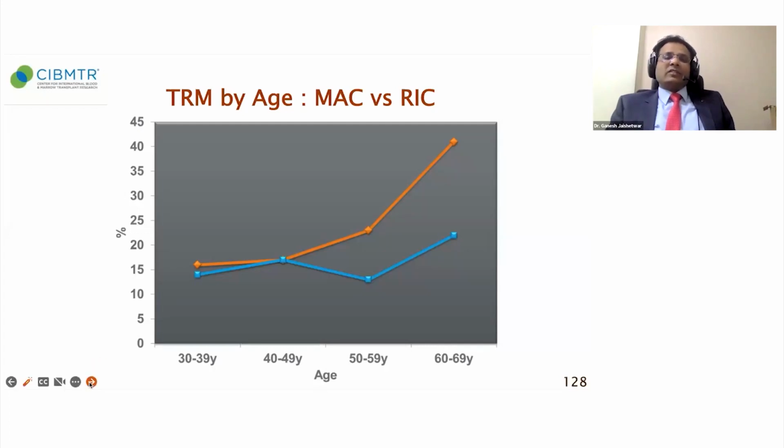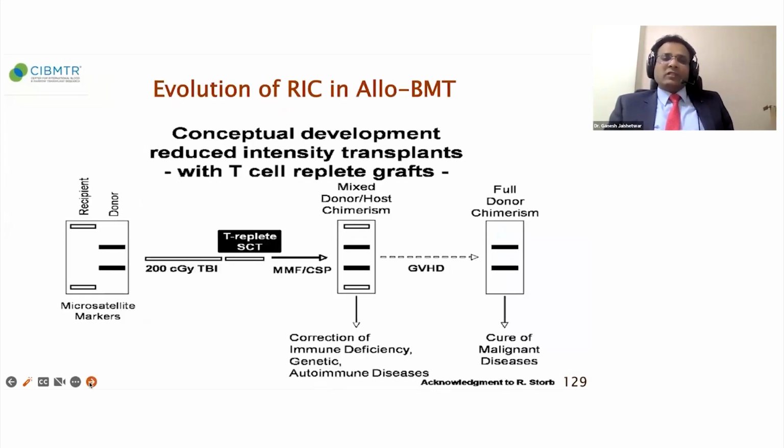So the mortality drastically goes high in elderly patients with regard to myeloablative conditioning. And that's where reduced intensity conditioning comes in, where you tend to achieve mixed donor chimerism for the correction of immunodeficiency and genetic autoimmune disorders. And in the long run, because of the graft versus host disease, the patient achieves full donor chimerism, thereby achieving the cure of various blood cancers, most notably.